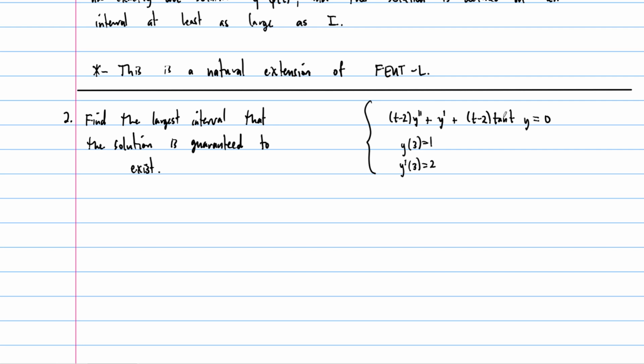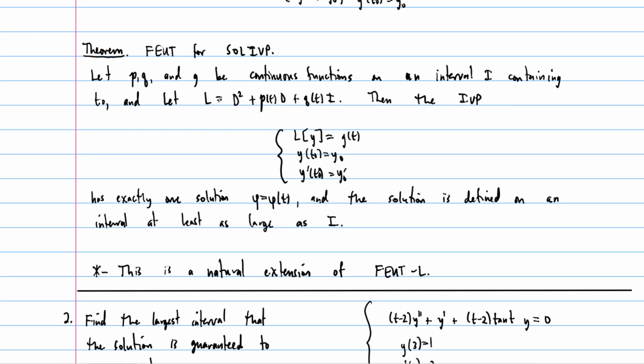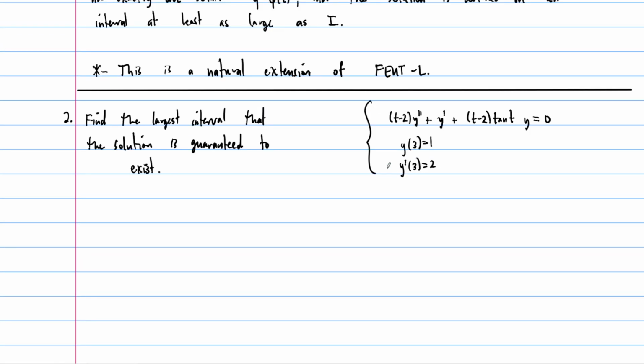First of all, this is not in the right form, right? This is not the kind of linear operator that we've described up here. Our linear operator has to be d squared plus p of t d plus q of t, right? It's not right now. So what we have to do first is divide everything through in this equation by t minus 2. And so this equation will become y double prime plus 1 over t minus 2 y prime plus, the t minus 2's cancel here, right? So tangent of t times y equals 0. 0 over t minus 2 is just 0, right?